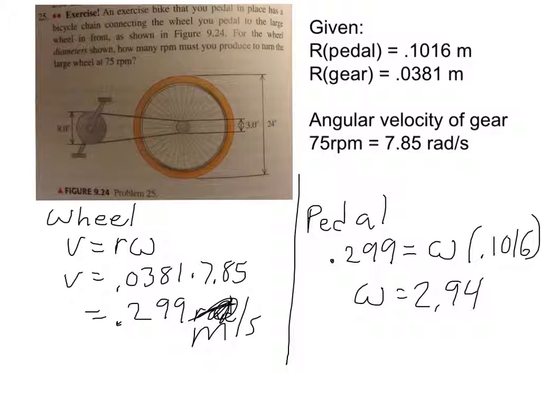Meters per second, and this is rads per second. The 0.299 meters per second is going to be the tangential velocity here. So 0.299 meters per second equals the angular velocity of the pedals times the radius of the pedal, which is 0.1016. So I get an angular velocity of 2.94 radians per second.